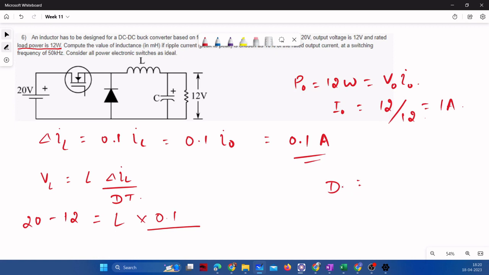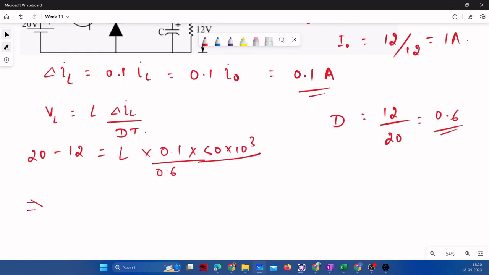So D is not given directly, we can find it out as V naught by V in. So 12 by 20, it is 0.6. T is nothing but the inverse of frequency, and frequency is given, so 50 kilohertz.